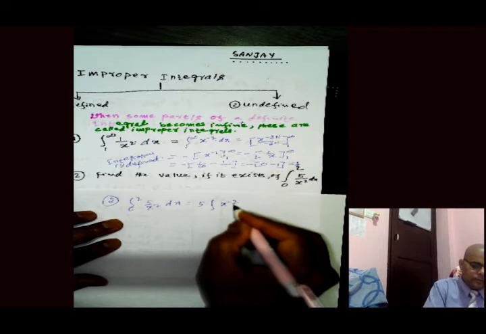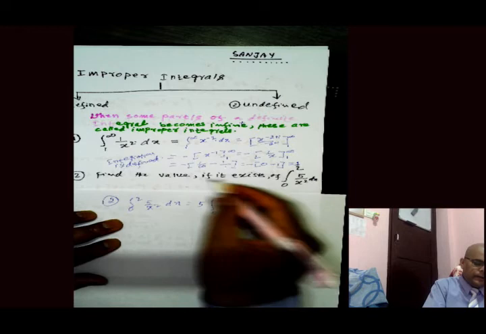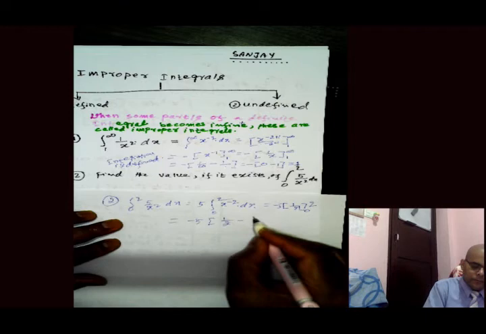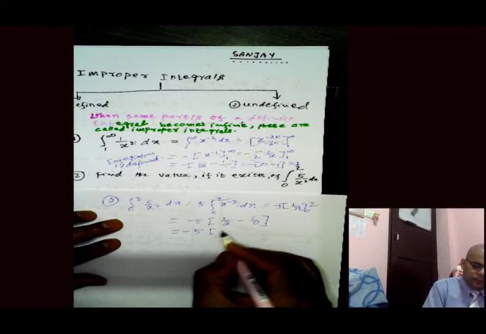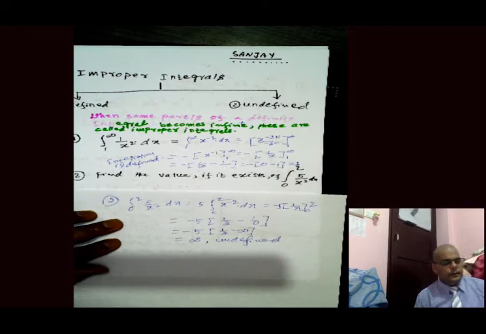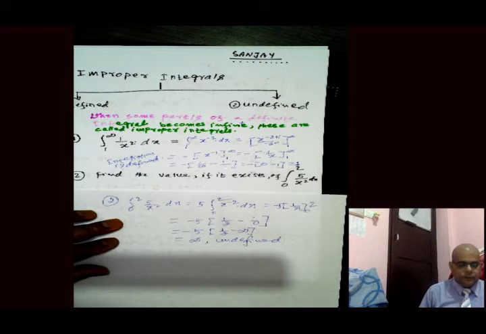And then we already have that integration done over here. So eventually it is minus 5 times 1 by x, from 0 to 2. And then this is minus, you can write here 1 by 2 minus 1 by 0. And it is minus 5 times 1 by 2 minus infinity. And you saw that is equal to infinity. So this is undefined.